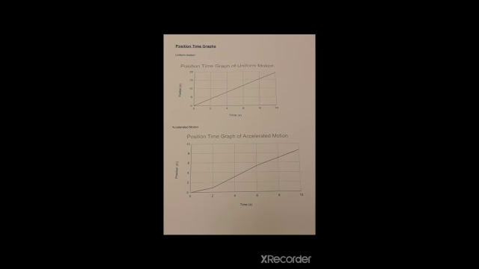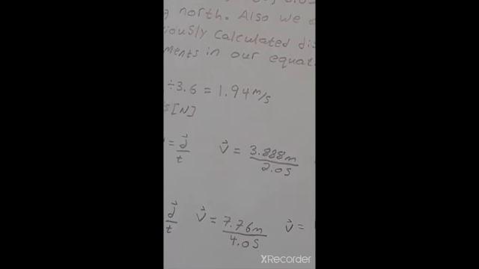So, those are our position time graphs. To find uniform motion velocities, to make a velocity time graph, all we need to do is take our speed and add the direction we traveled, which was north. We went 7.0 kilometers per hour, or 1.94 meters per second.